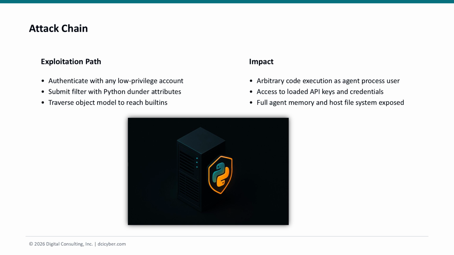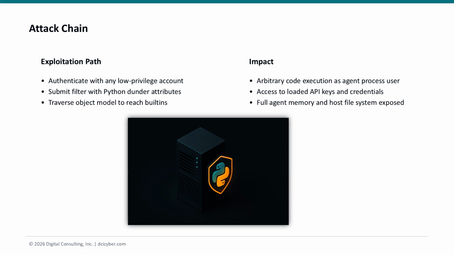On the right, the impact. The attacker achieves arbitrary code execution as the agent process OS user. Every API key, database credential, and service token loaded in that process is accessible. The agent's full memory, conversation history, system prompt, stored memories, is readable. And the host file system and network are exposed at the process privilege level.